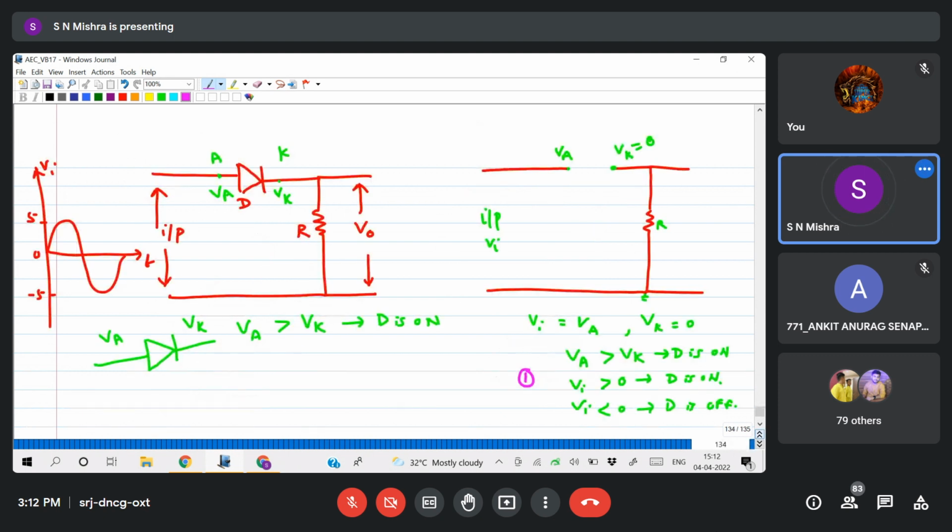Look here: increasing from 0, it will change as Vi. Less than 0, it is 0. Like that it will continue. So the negative half cycle is clipped. Clear to all?